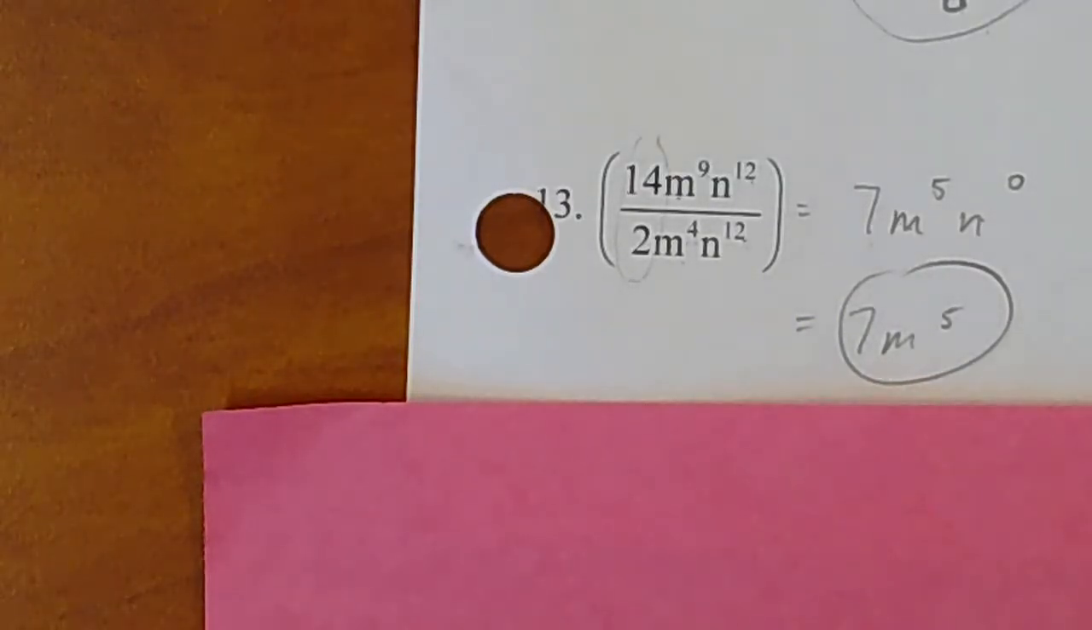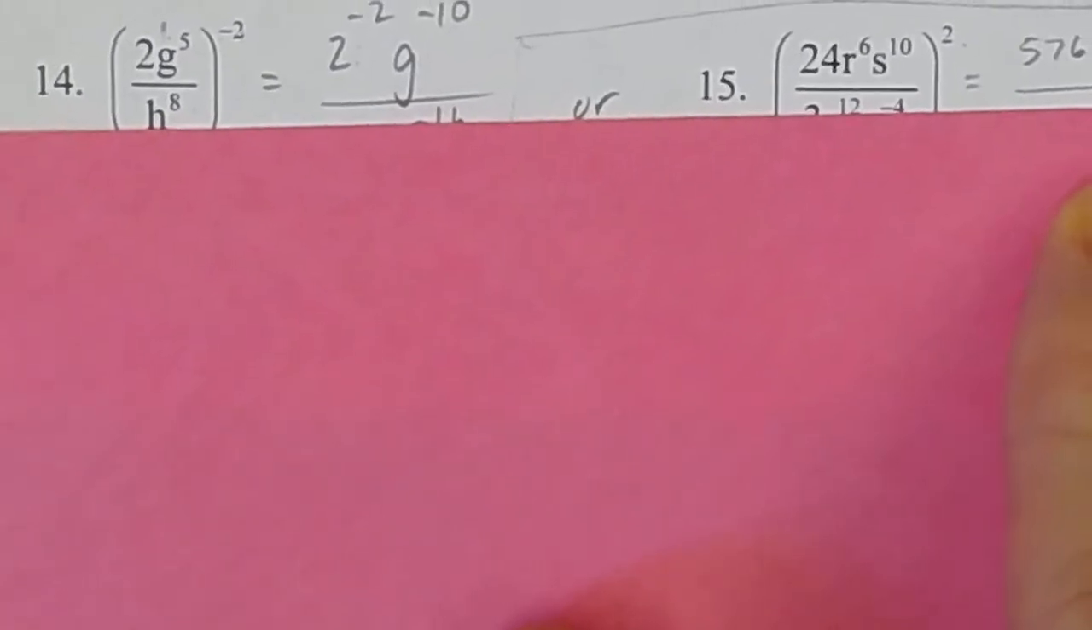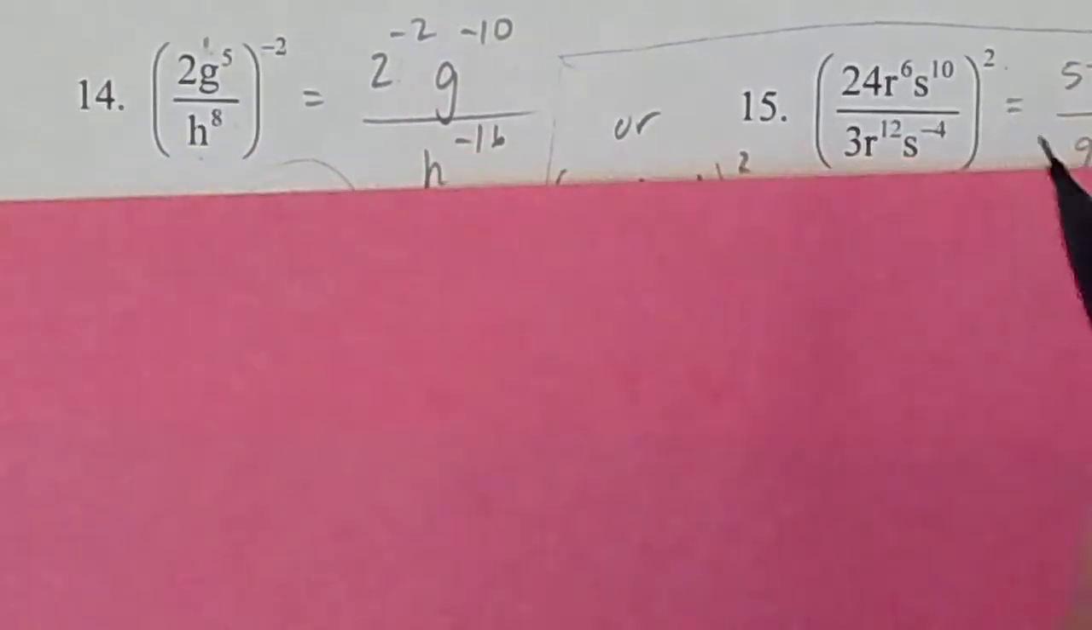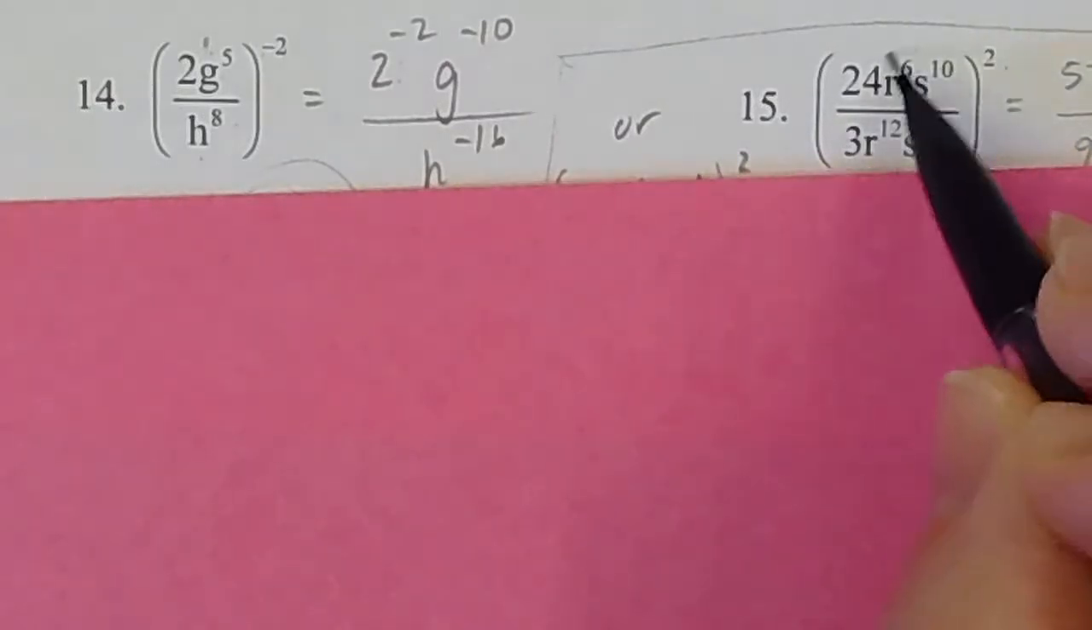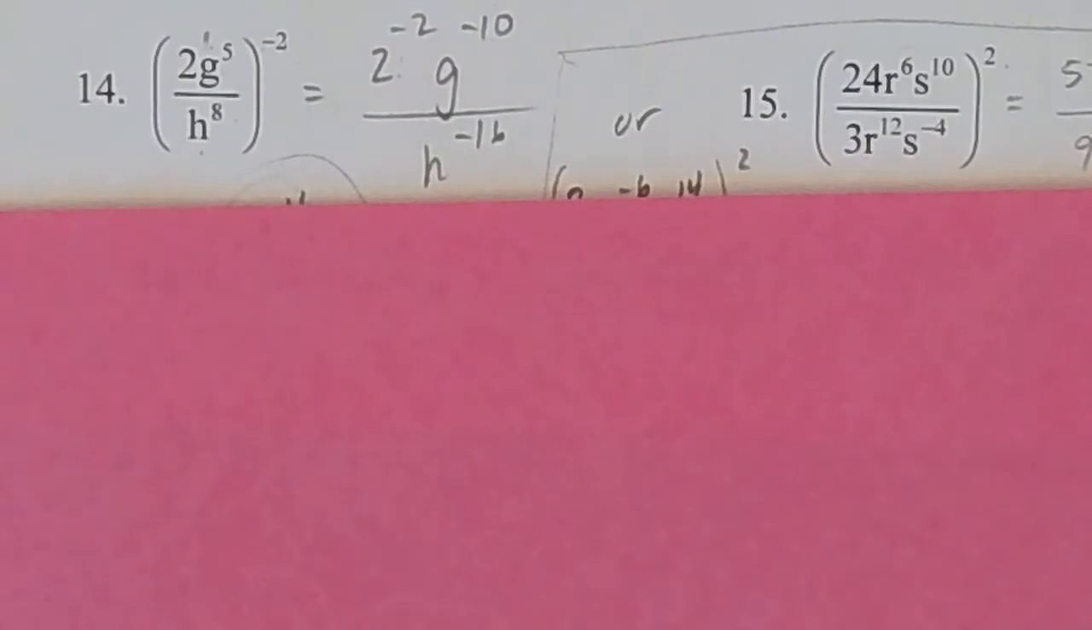Okay, all right, so I'll let you try 15, but here's my advice for a problem like 15. Simplify it first before you square it. You could square it first, but the numbers get kind of big. So simplify the inside of 15 like we just did, then square it. Go ahead, pause and try it.